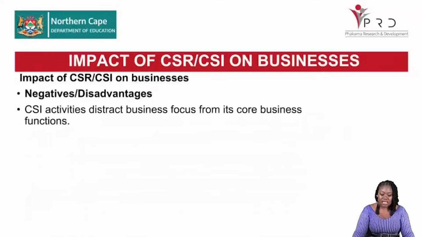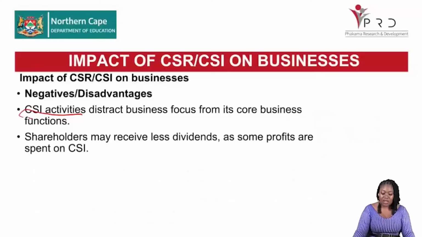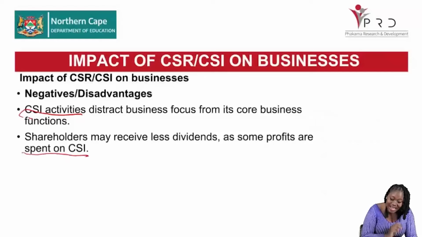Okay, another disadvantage of CSI on businesses is that CSI activities distract business focus from its core business functions. Now we're no longer focusing on what we're supposed to do as a business, but now we're focusing on doing what? On CSI activities or on CSI projects, which is a disadvantage. Okay, and then shareholders may receive less dividends as some of the profits is spent on CSI.